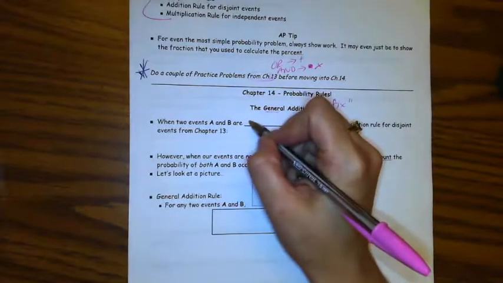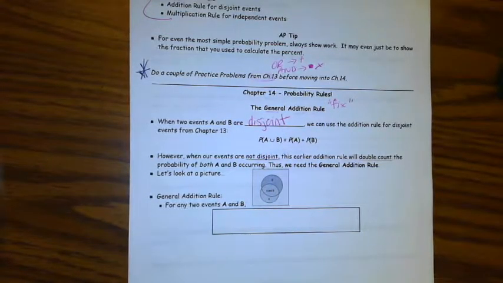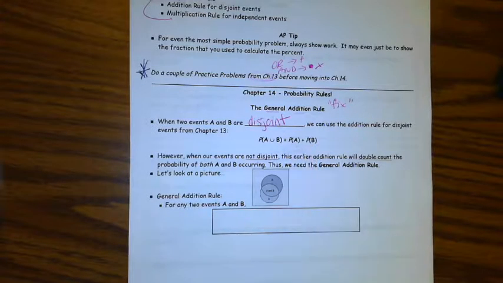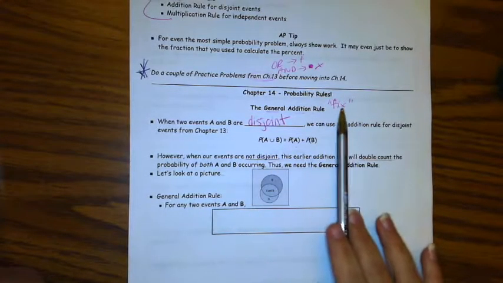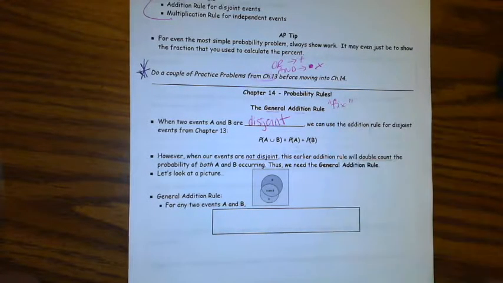When two events A and B are disjoint, we can use the addition rule for disjoint events. Probability of A or B is equal to simply the probability of A plus the probability of B. Pretty much when it's or, you add. However, what are we going to do when the events are not just disjoint? So we need to take our addition rule from the last chapter and fix it.